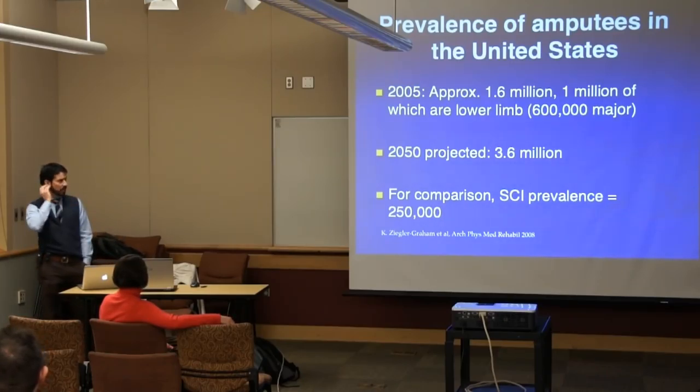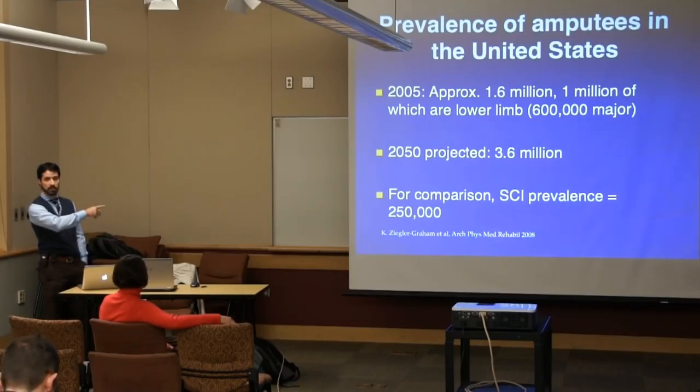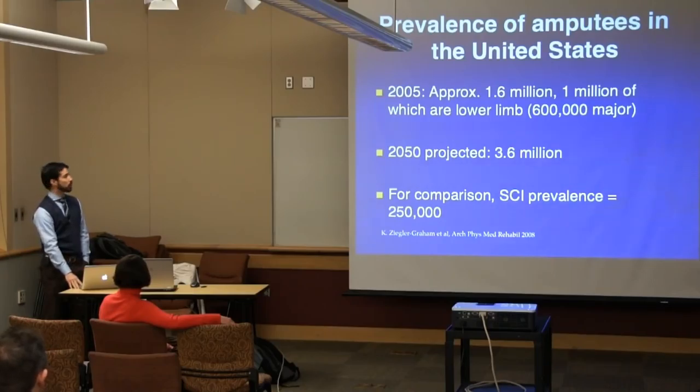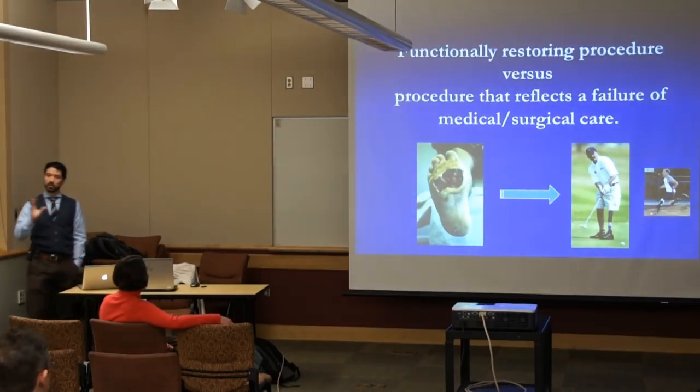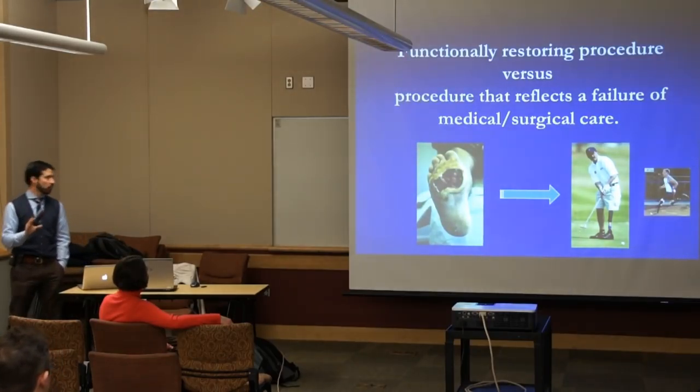And just for comparison, I threw up the spinal cord injury prevalence, 250,000. So there's a big burden of disease here in terms of the problem. This is more of a sort of a philosophical, thought-provoking slide.